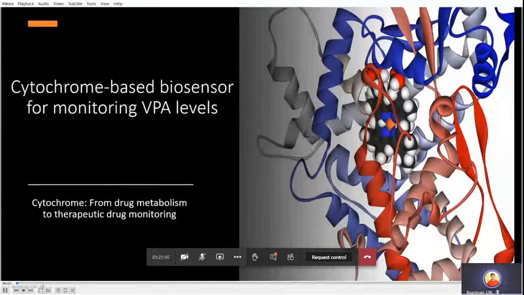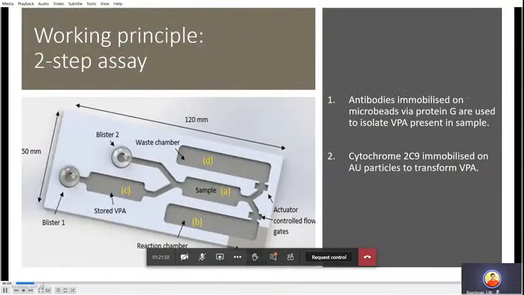Hi everyone. So today we're going to look at the working principle of the cytochrome-based biosensor, which is designed by the Sense Glasgow team. This biosensor has 4 main chambers, and it's based on a 2-step assay.